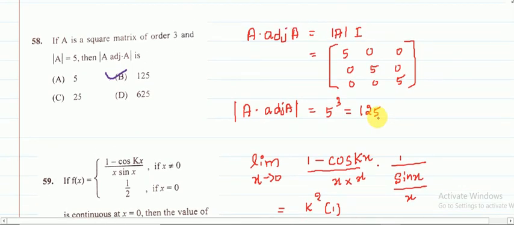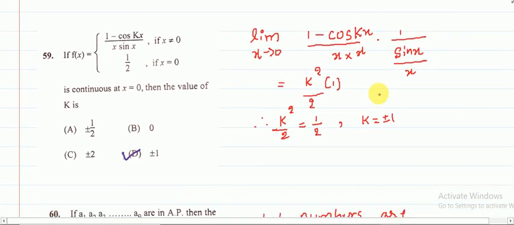If A is a square matrix of order 3 and determinant of A is equal to 5, now A into adjoint of A is equal to determinant of A into I. Therefore, A into adjoint of A is equal to 5 0 0; 0 5 0; 0 0 5. And now determinant of A into adjoint of A is equal to the determinant of this matrix. You can take 5 outside from each row. Therefore, 3 times 5 will be outside. Therefore, 5 cube is equal to 125. Hence, option B.